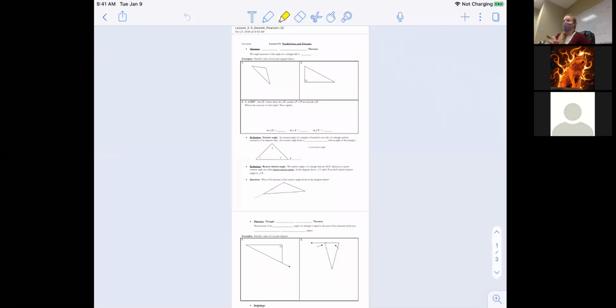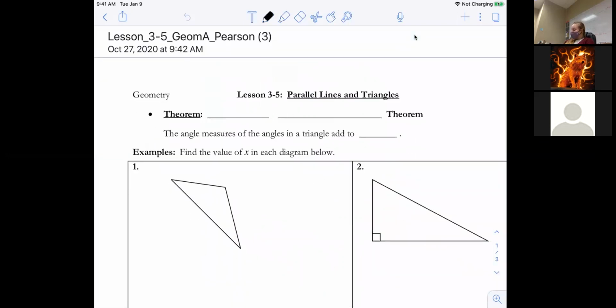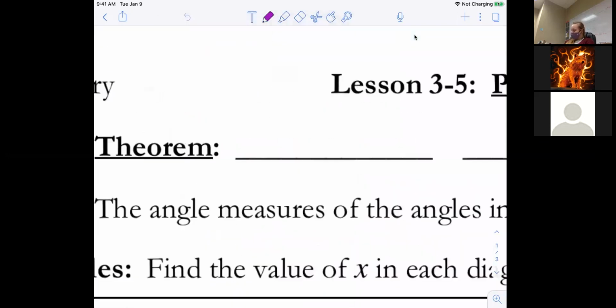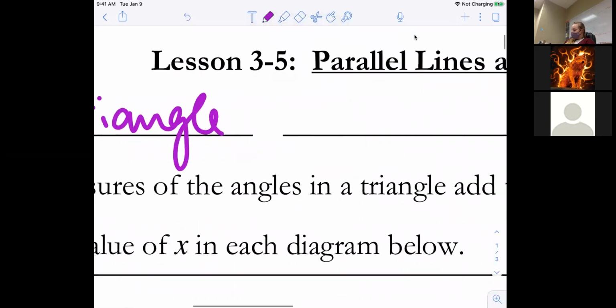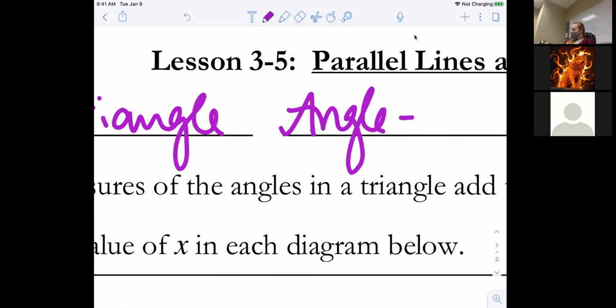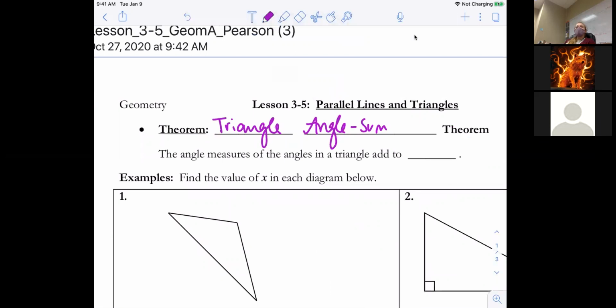I just handed almost all of you this paper. We're talking about a couple theorems today. The first one is called triangle angle sum theorem. It's a silly name, but it's talking about the sum of the angles in a triangle.